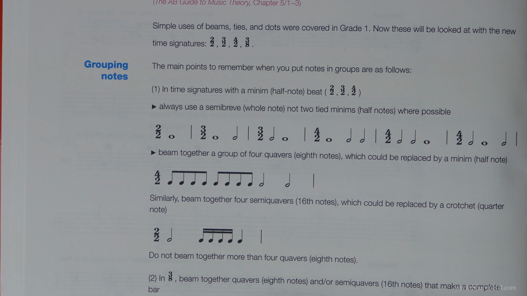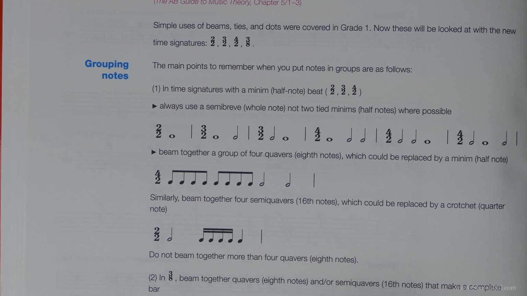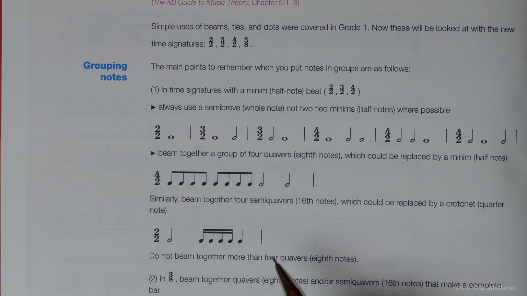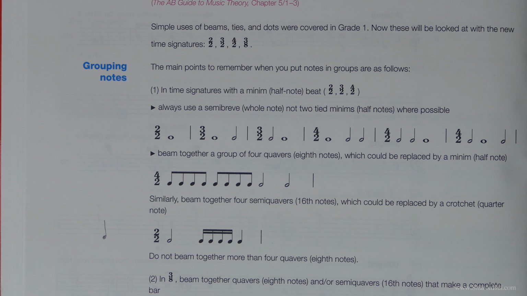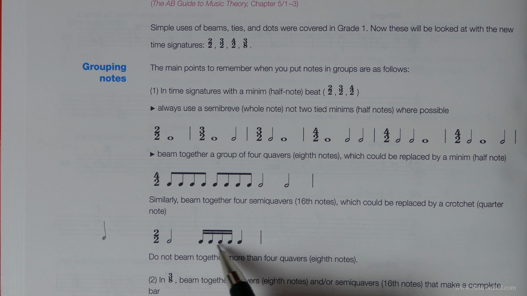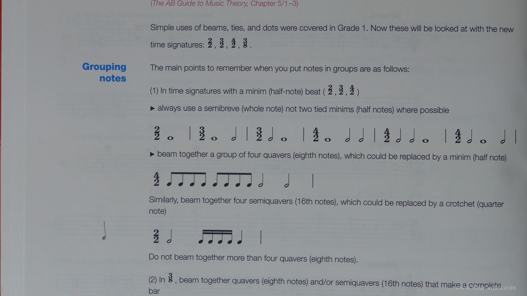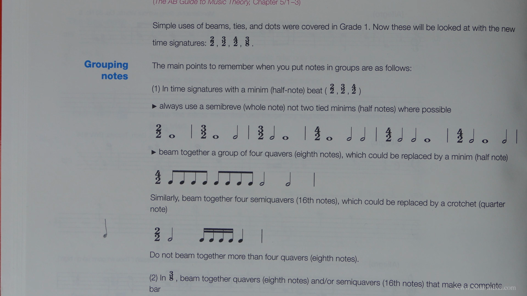In principle, it's always beaming together mixtures of semiquavers and quavers, or 16th notes and 8th notes. Any combination of a mixture of those will always be grouped into a whole beat, a crotchet beat or a quarter note. So anything that adds up to a crotchet that's a mixture of time values would be beamed together. If it's 16th notes entirely, you would beam those together.